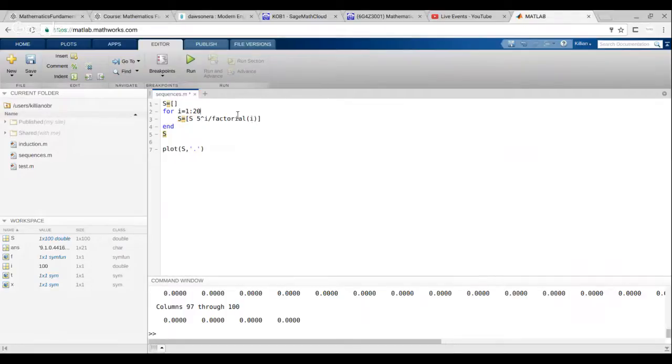Then this loops through these instructions 20 times. Then, by issuing the command s, it'll print out the list s. Then finally, this plot command will show you a picture of it. So it's a little program in MATLAB there. We can run it.